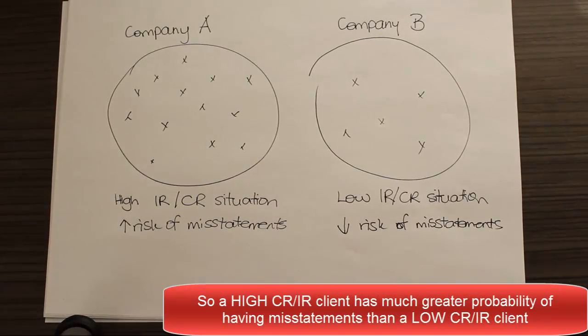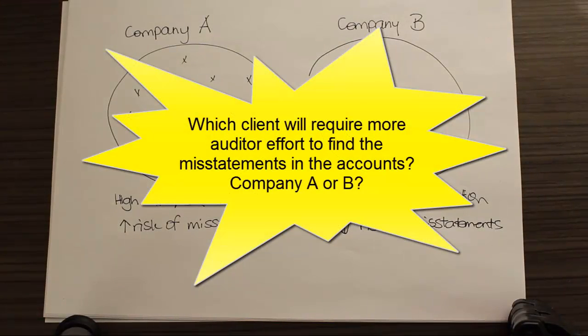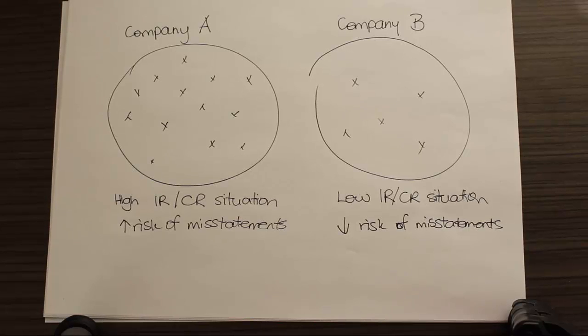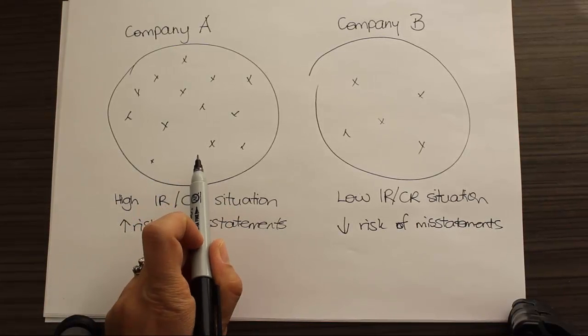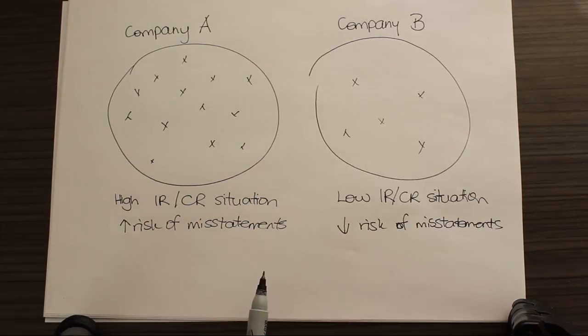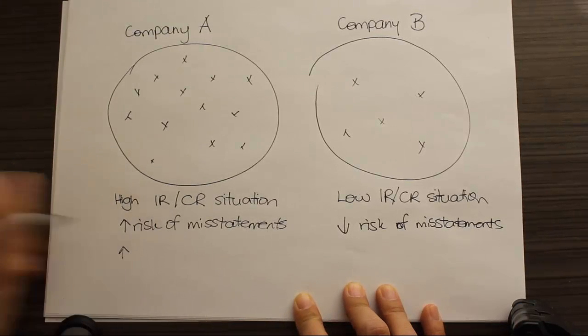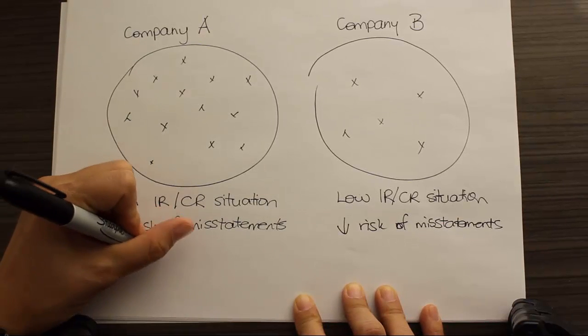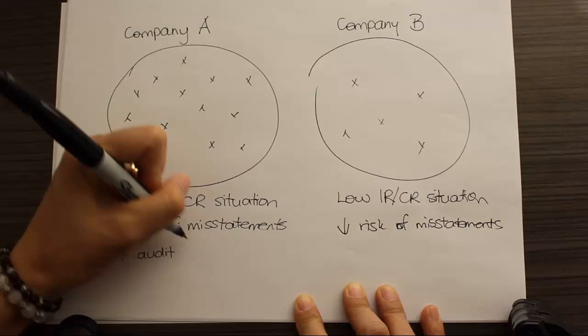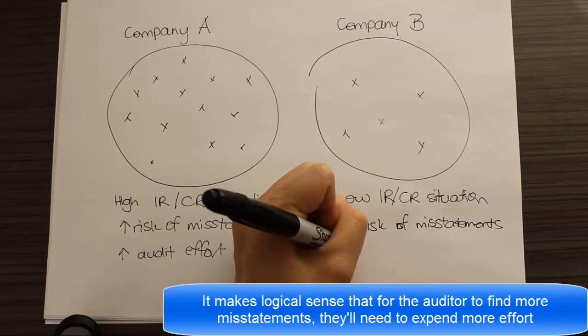So in our two situations, which side, company A or company B, do you think the auditor will need to exert more effort and minimise the risk of non-detection of misstatements? What we can see here is in Company A, the auditor would need to use more effort to detect all these material misstatements compared to Company B. So Company A is increased audit effort versus Company B.